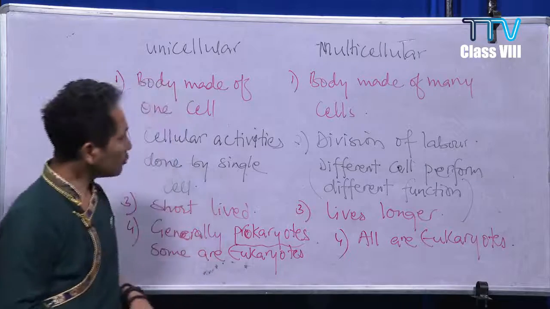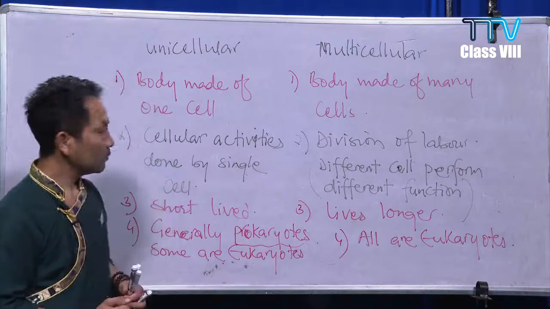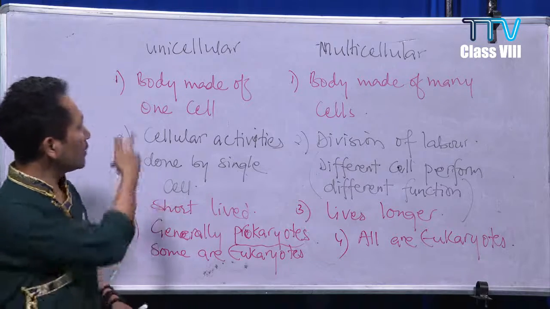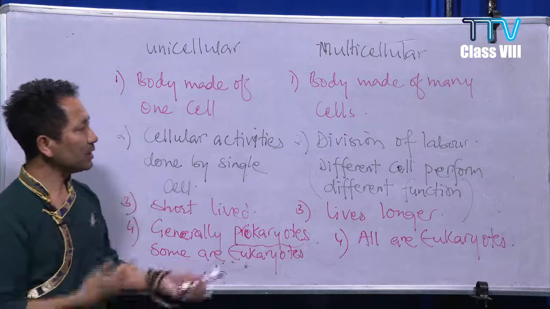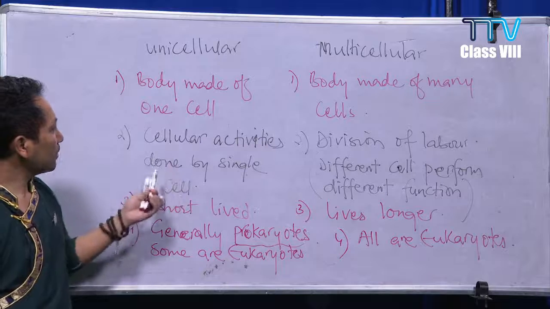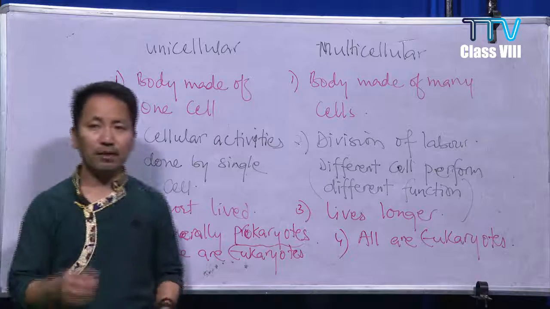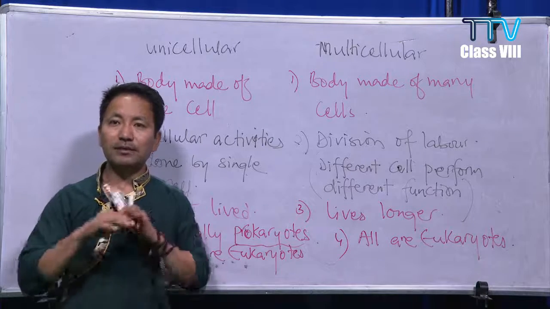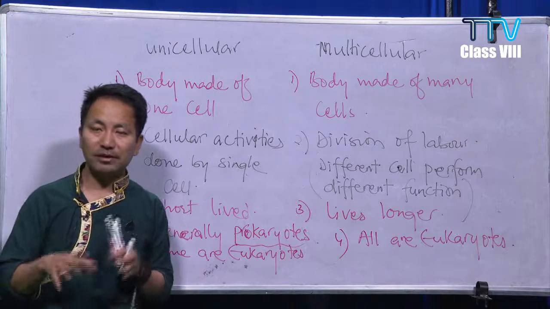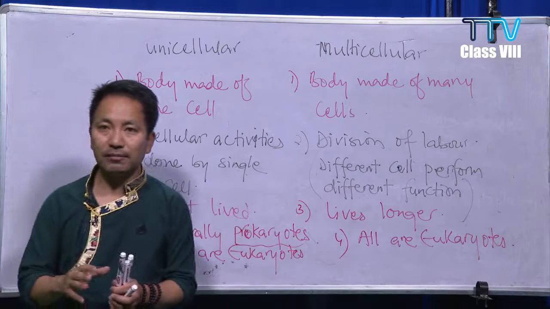So these are the few differences. Likewise, there could be so many other differences also. You can think upon it. So these are a few differences that I have written. Body made up of one cell, multicellular body made up of many cells. As per the word itself, all the cellular activities are done by that single cell. And in case of a multicellular, there is a division of labor, which means that different cells perform different function. And third thing is unicellular organisms, they have a very short lifespan. And whereas in case of a multicellular organism, they live longer.